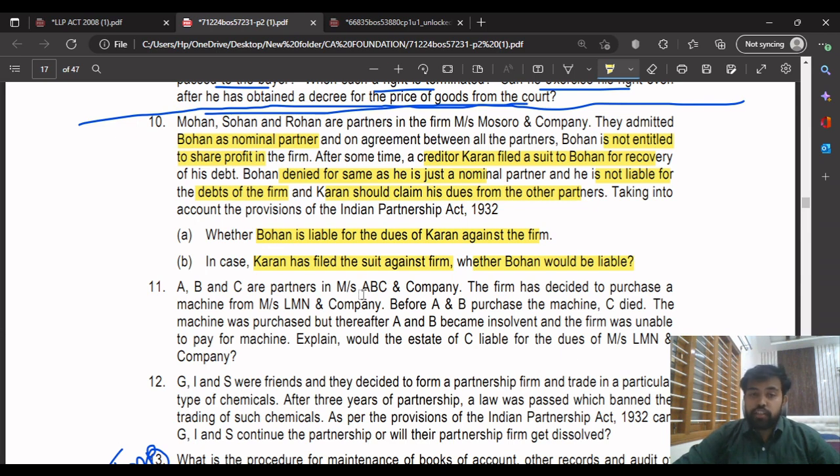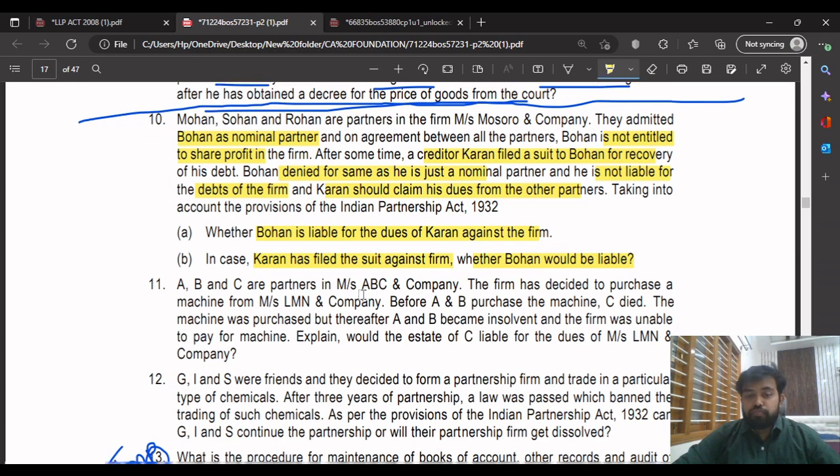Now, in case 2, Karan has filed the suit against the firm, whether Bowen would be liable. Similar to case 1. Has he filed with Bowen or with the firm? He is representing the firm only. So in case he filed suit against the firm, whether Bowen would be liable? Yes, he would be liable for the acts. Similar to case 1, you can write.